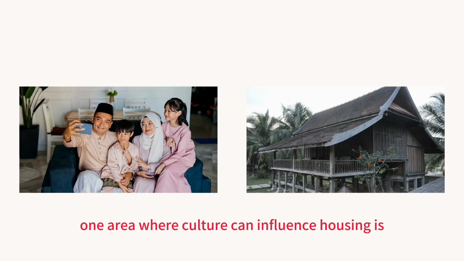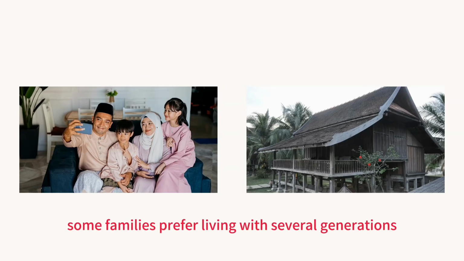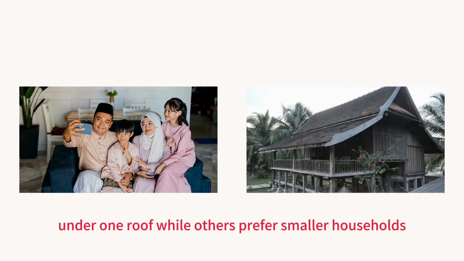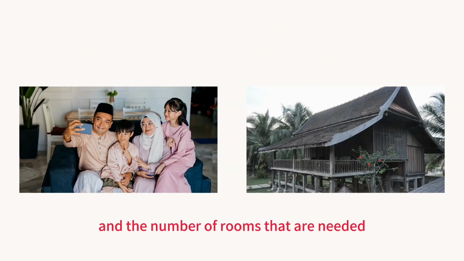One area where culture can influence housing is family structure. Some families prefer living with several generations under one roof, while others prefer smaller households. These different living arrangements can affect the size of a house and the number of rooms that are needed.